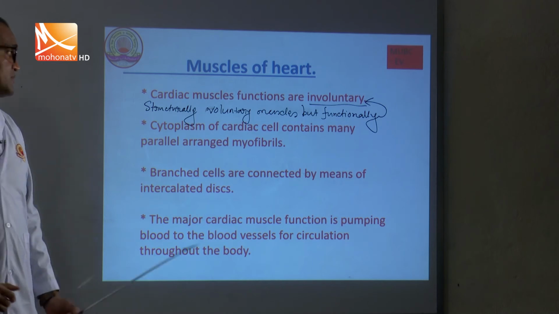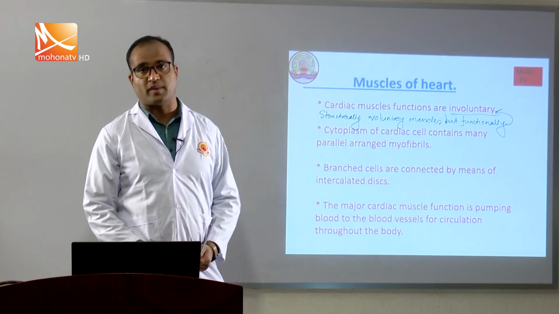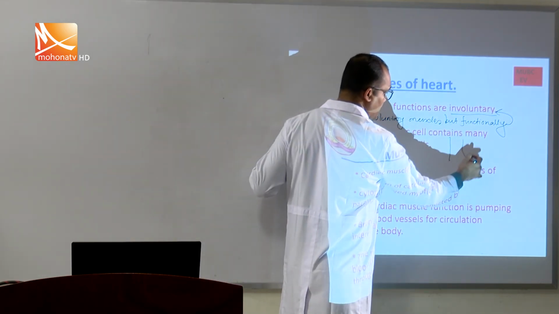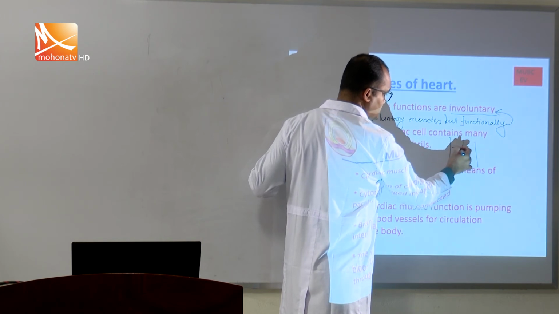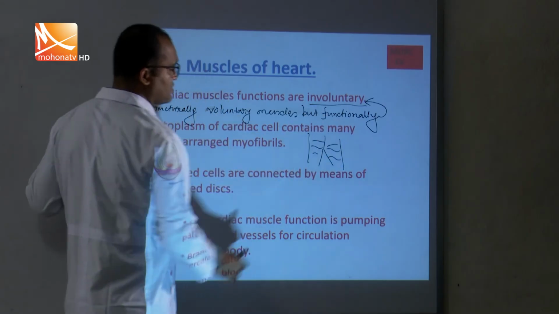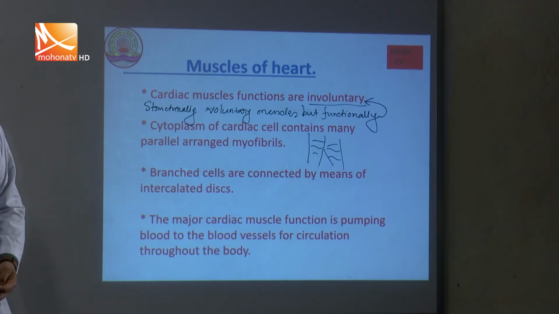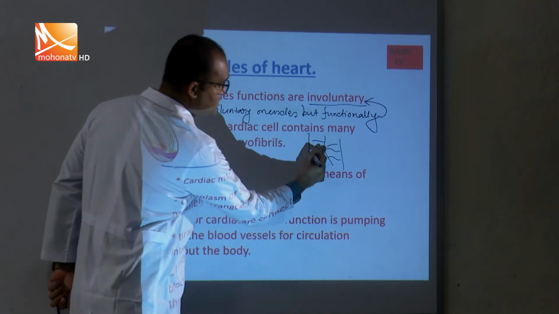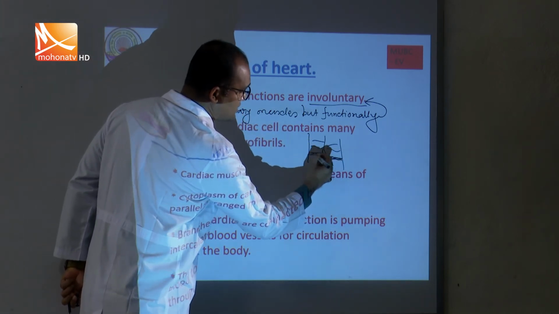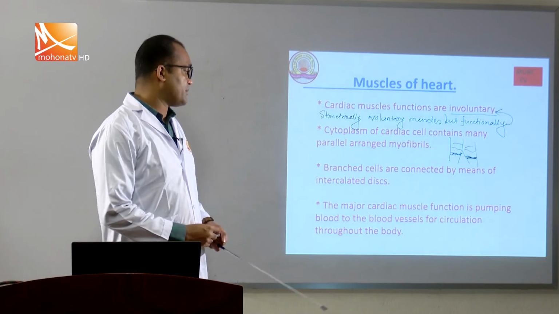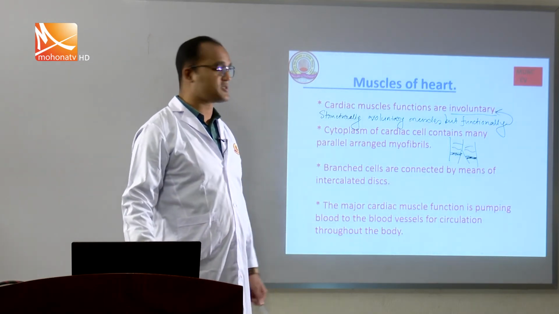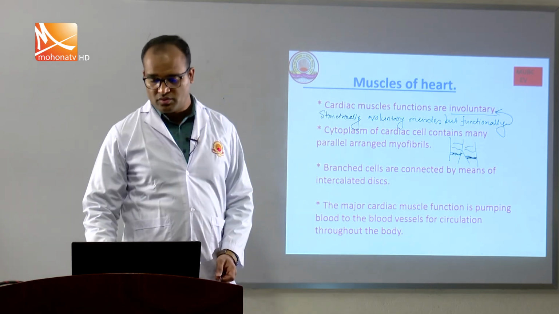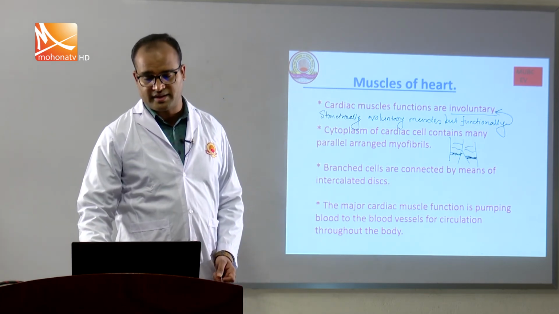The cytoplasm of the cardiac muscle contains many parallel arranged myofibrils. That means their body consists of some myofibrils, and it is branched. And branched cells are connected by means of intercalated discs. That means some intercalated discs are present in the cardiac muscle. And the major cardiac muscle function is pumping blood to the blood vessels for circulation through the body. So now we show a figure of the cardiac muscles.